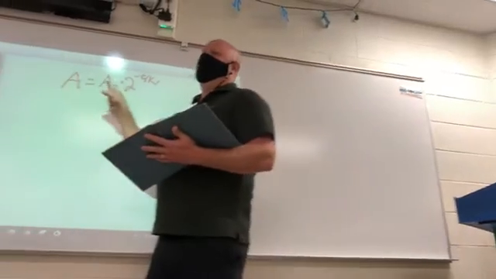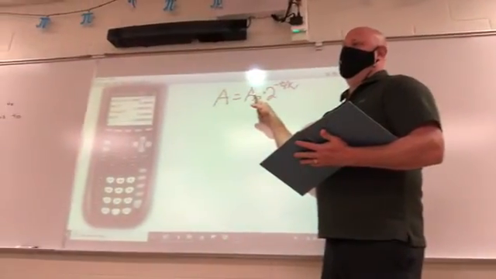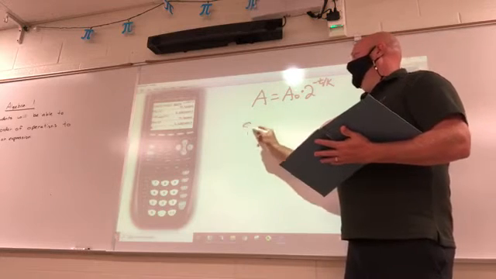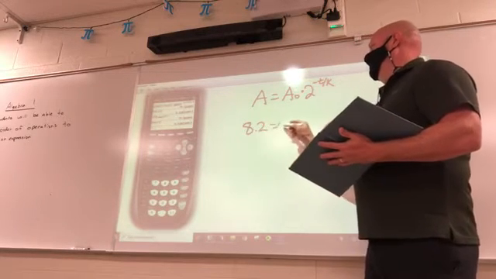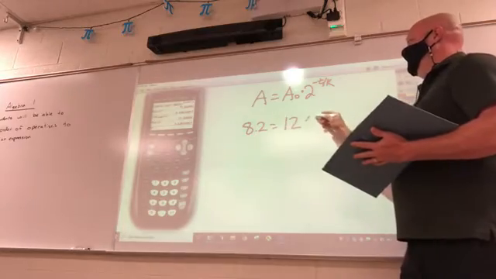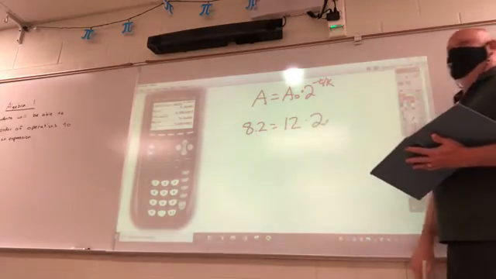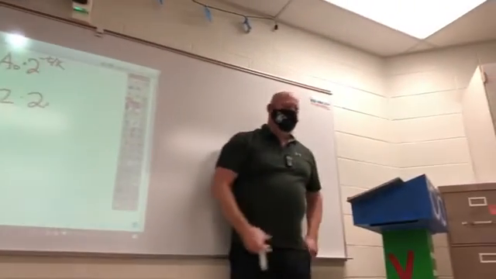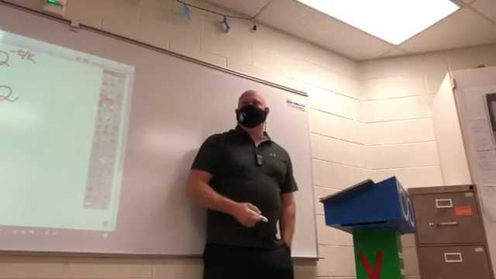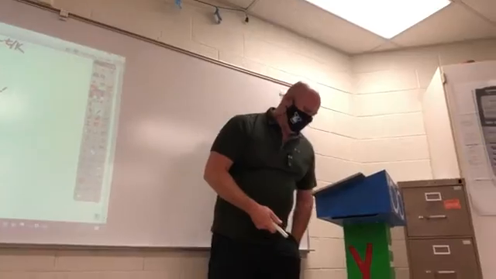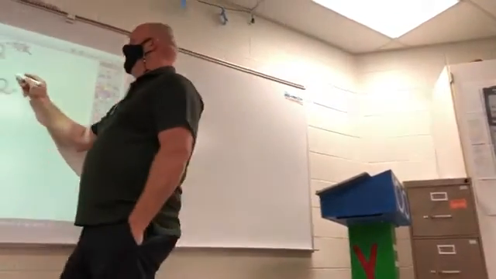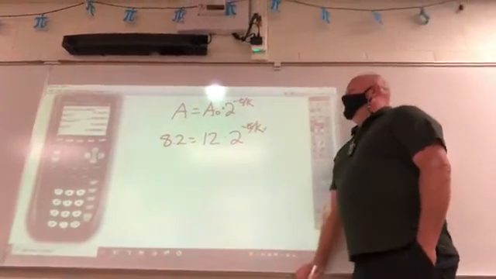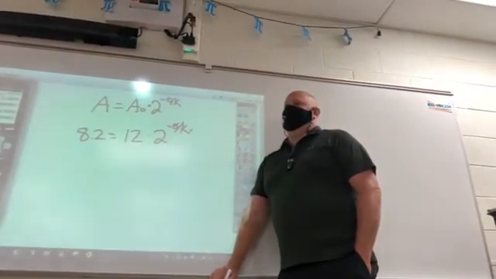Which one's A? Which one's A sub 0? A should be the smaller one. Remember? It's decaying, it's going away. Now in this case, what do I know? Do I know the t or the k? I know the t. So the t is 5, right? Negative 5 over k. All right. What's next?